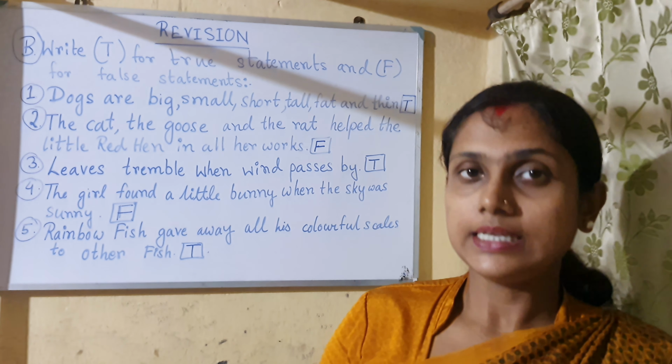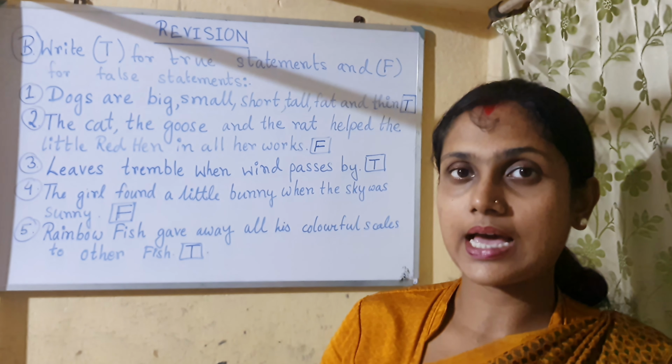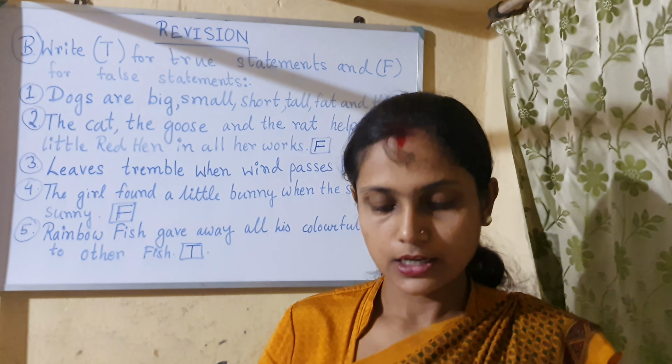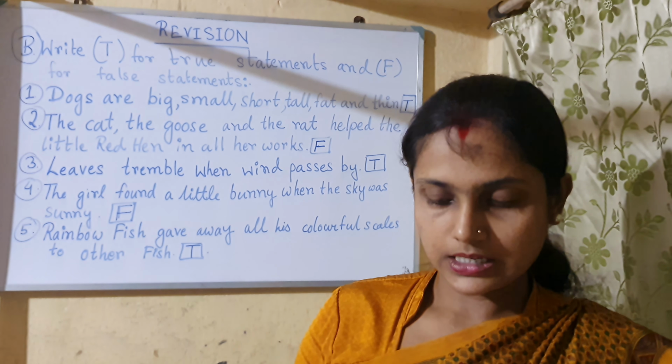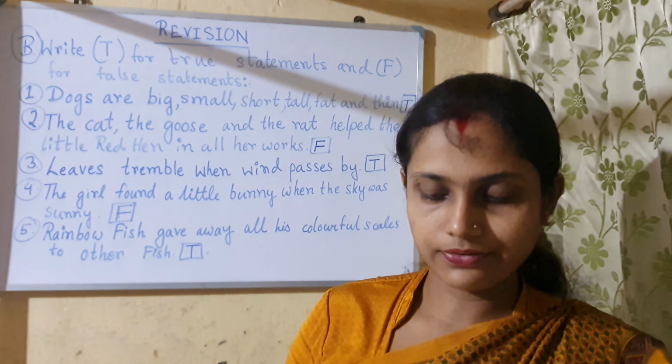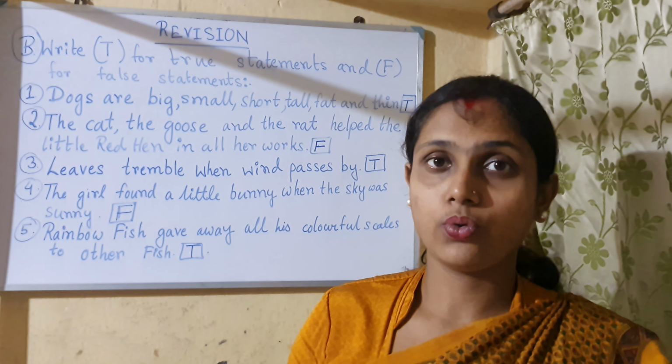Then, the girl found a fly when she was looking at the sky. Is it correct? No, it is not correct. So it is false. Then, we cannot see the wind, but we can see the leaves shivering in wind. Can we see the wind? No. We can only see the leaves that are shivering in wind. True.